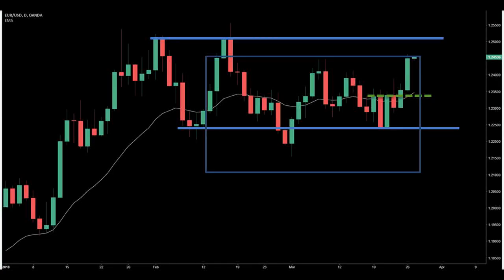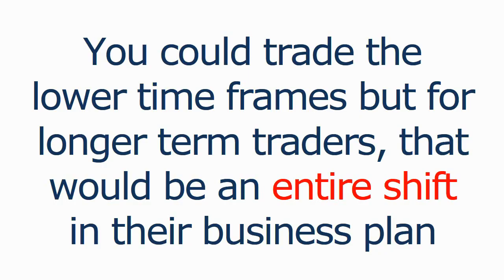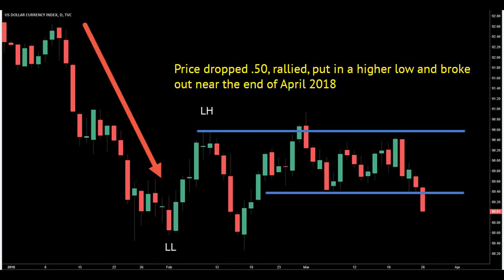And if you look at the Euro US dollar with the 20 EMA applied, we can see the exact same condition. Once price starts whipping around the moving average, much like the dollar index, stepping aside until the consolidation resolves is generally the better option. And you could trade the lower time frames, but for longer term traders, that would be an entire shift in the business plan. So if you look at the US dollar around the end of March, although we've seen some movement to the downside out of the smaller trading range, we still had lows less than $1 away.